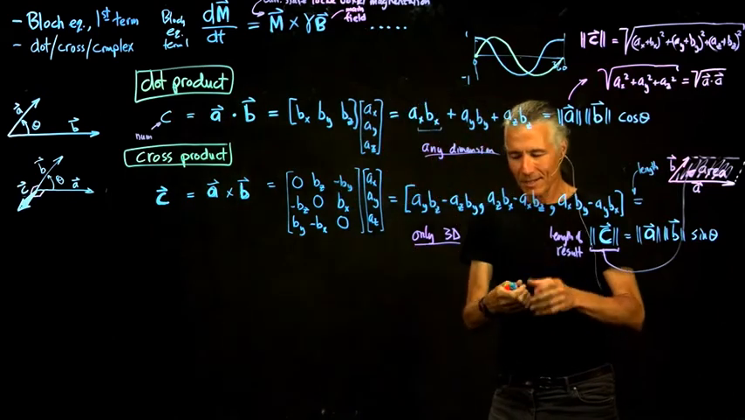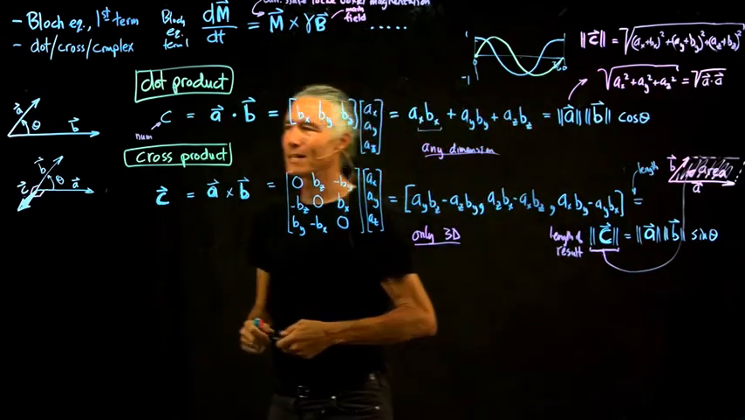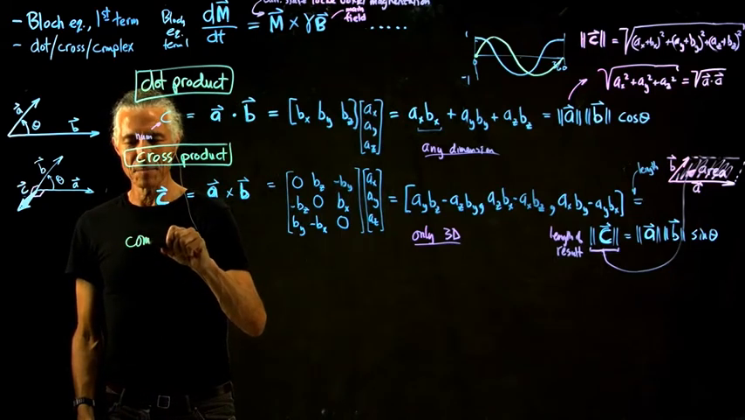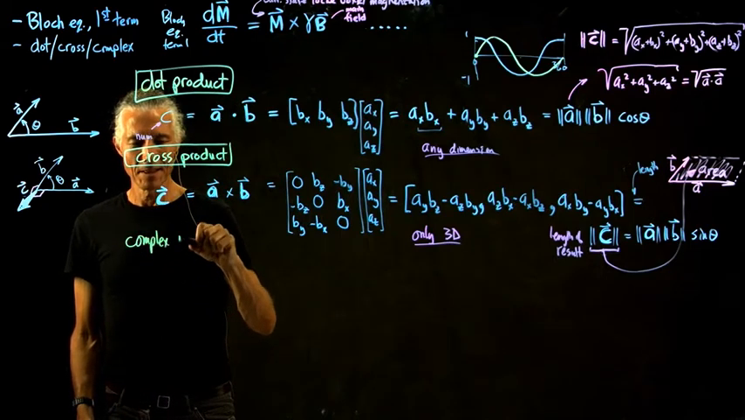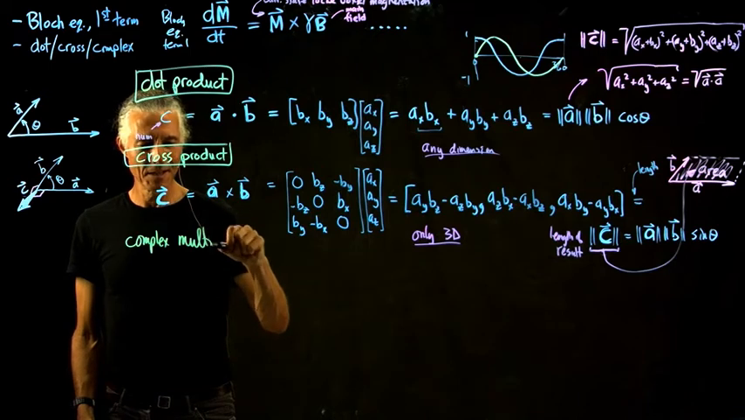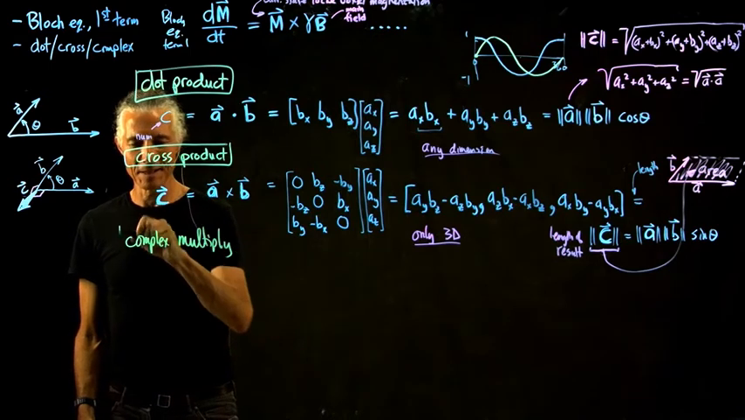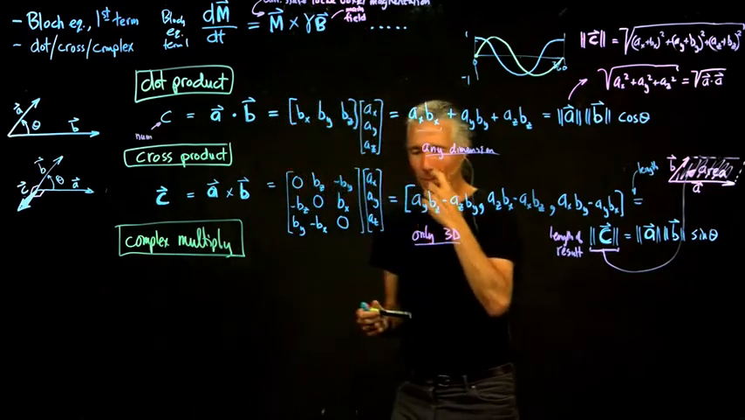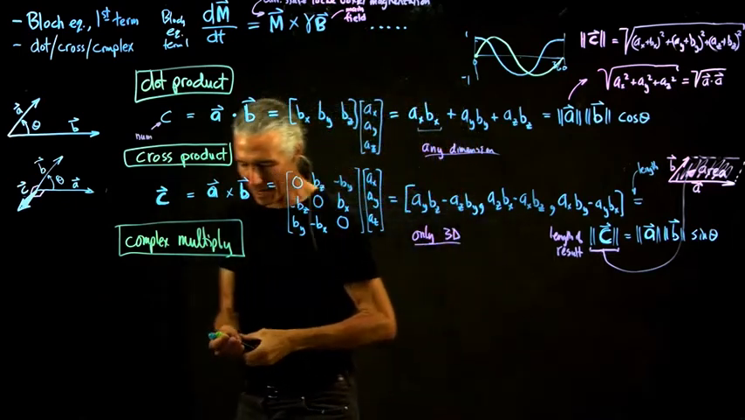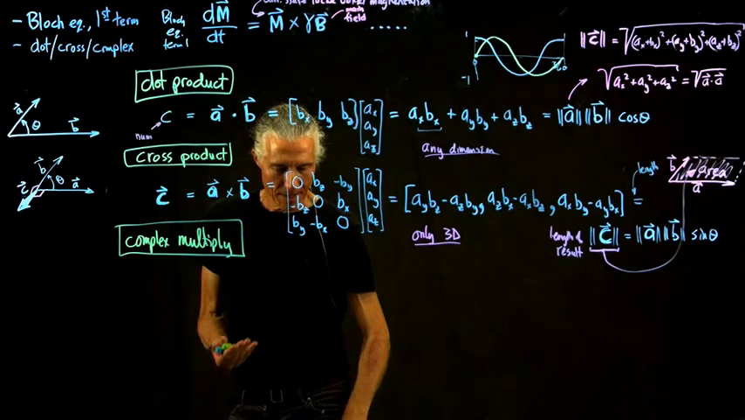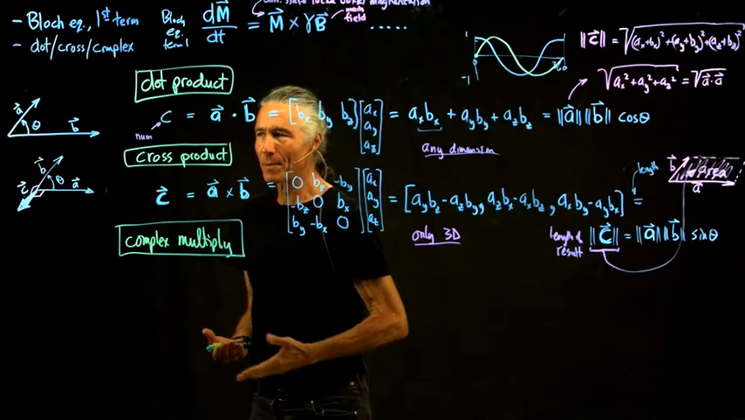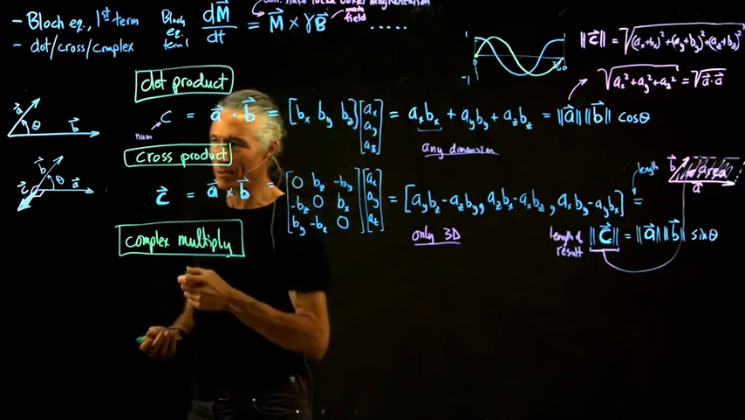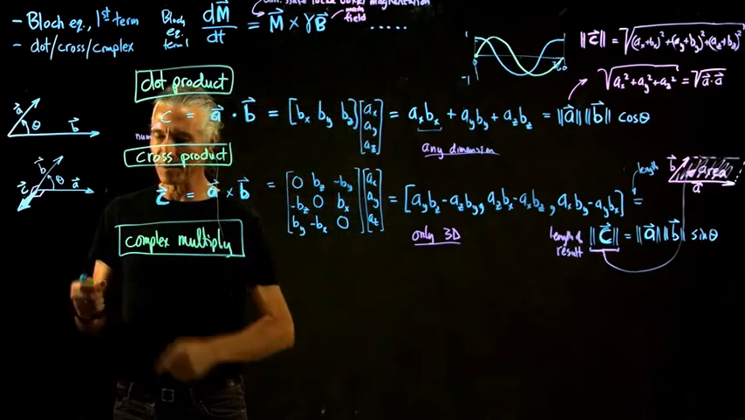Okay, so that was the cross product. And now, last but not least, there's complex multiply. And unfortunately, that's even yet different. So what is complex multiply? Well, complex multiply is multiplying complex numbers, and you can think of a complex number just as a two-dimensional vector. That's one easy way to think about a complex number.